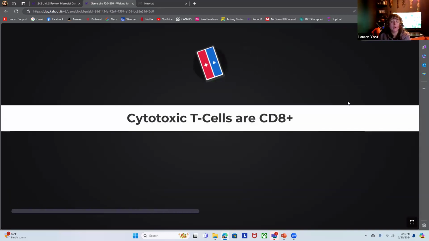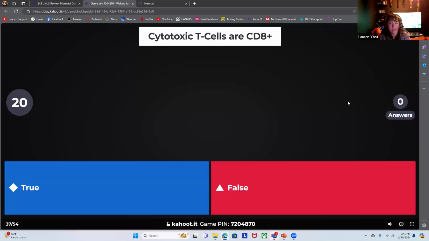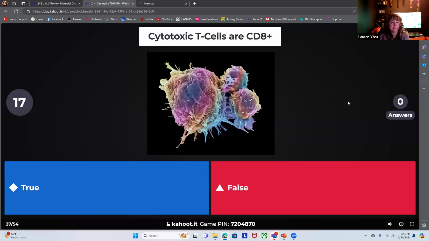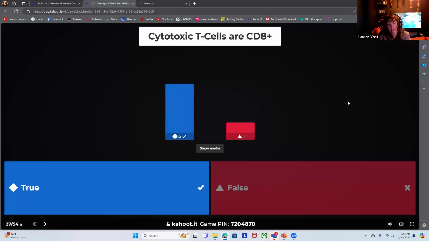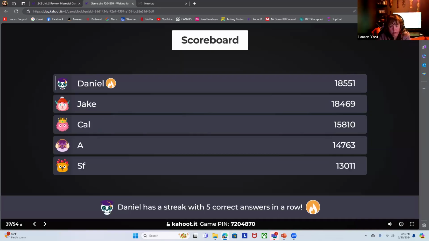All right, true or false, cytotoxic T cells are CD8 positive. Remember, we only have two kinds of T cells, CD4 and CD8. What are cytotoxic? Good job. So cytotoxic T cells are CD8 positive and our CD4 positives are the helper cells.